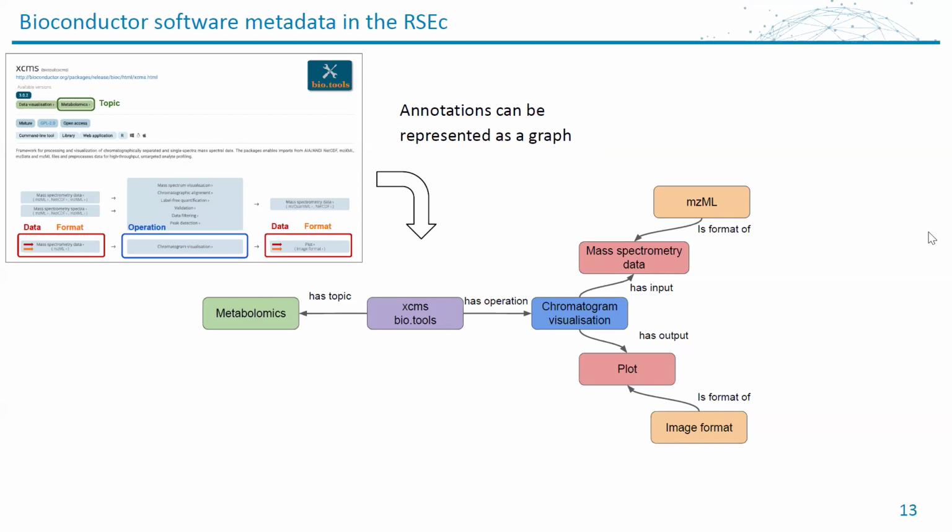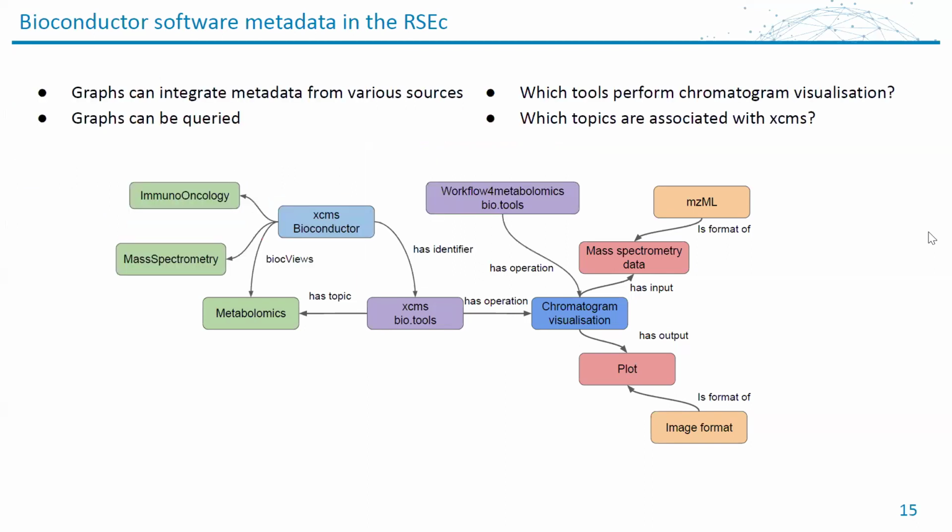Now, if we integrate the Bioconductor metadata, some of it anyway, and a couple of more pieces of information, we can query those graphs. We can, for example, ask which tools perform chromatogram visualization, and we would have two answers. Which topics are associated with XCMS? That would be metabolomics.